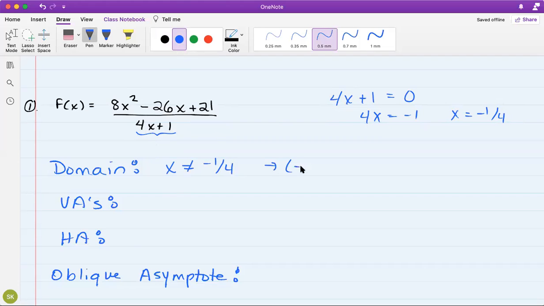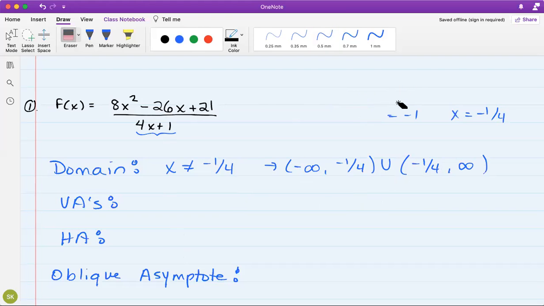And to write this in interval notation, this is what you'll get. So just make sure you take out that negative 1/4. Now to find vertical asymptotes, remember that vertical asymptotes correspond to problems in the domain when you've simplified the function. So let's see if we can simplify this at all.